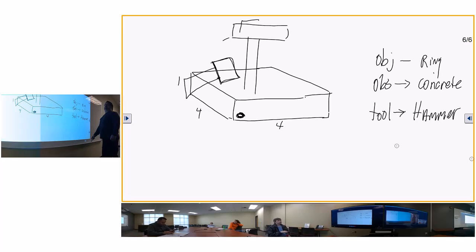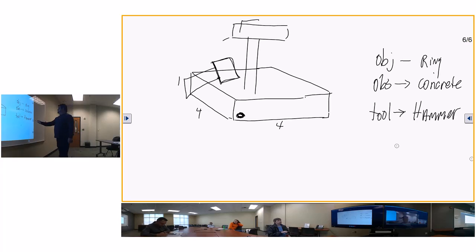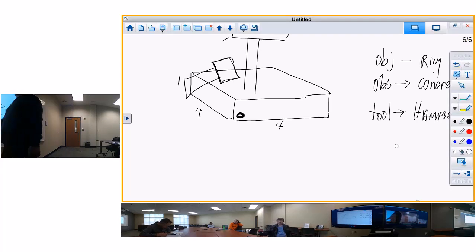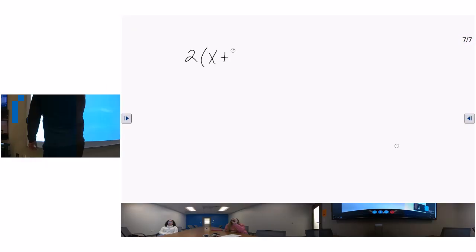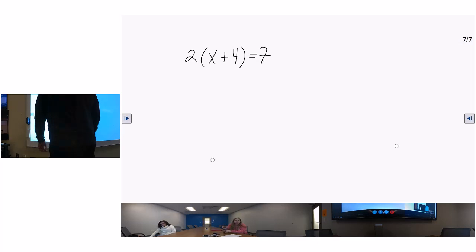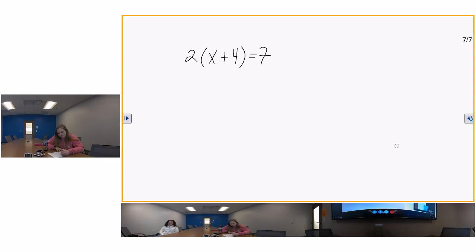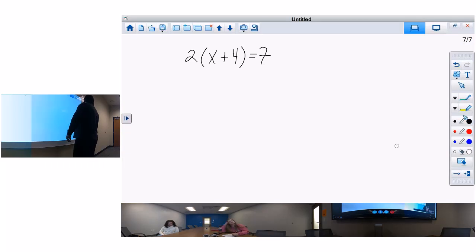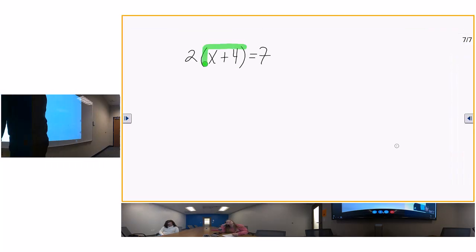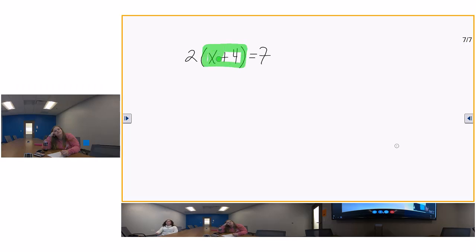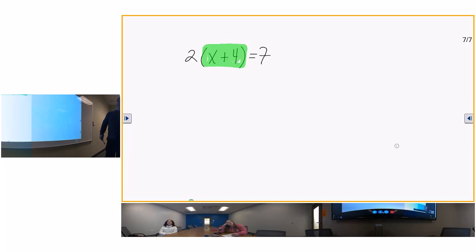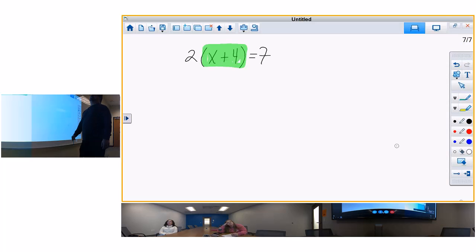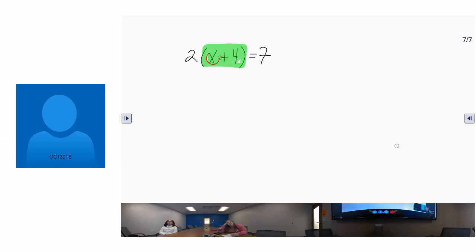What the hell does this have to do with algebra? The distributive law. 2 times x plus 4 is equal to 7. Guess what this is? Distribution. What's it shaped like? A block. What is the objective? The 7, maybe? The ring?